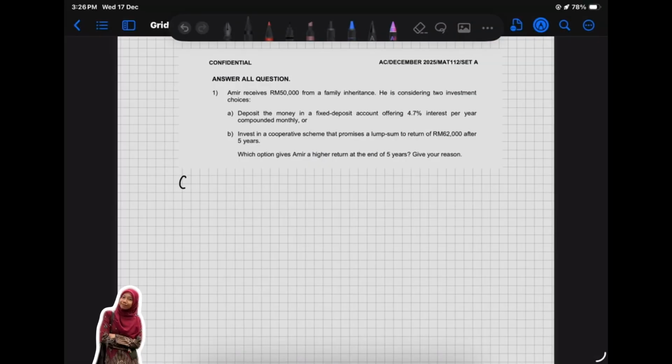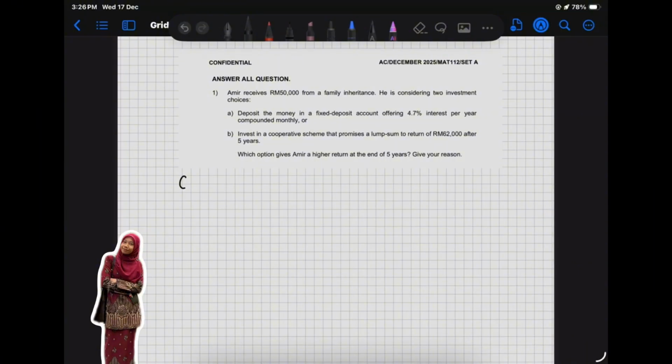Question 1. Amir received RM 50,000 from a family inheritance. He is considering two investment choices. A. Deposit the money in a fixed deposit account offering 4.7% interest per year compounded monthly. Or B. Invest in a cooperative scheme that promises a lump sum return of 62,000 ringgit after 5 years. The question is, which option gives Amir a higher return at the end of 5 years?